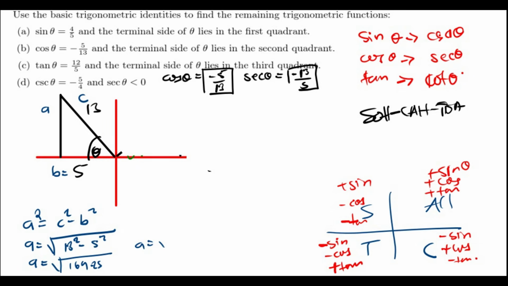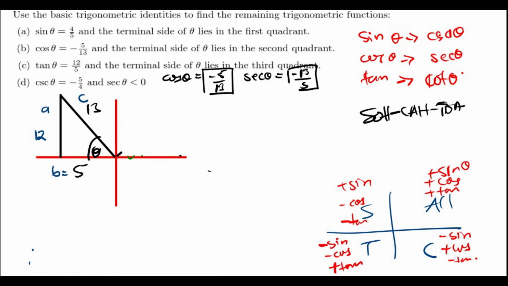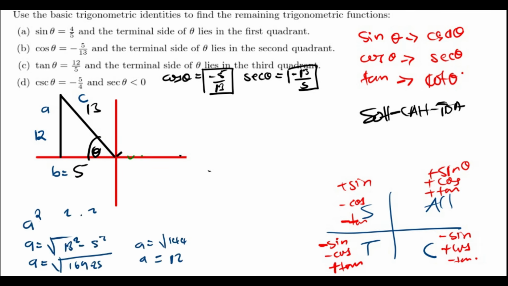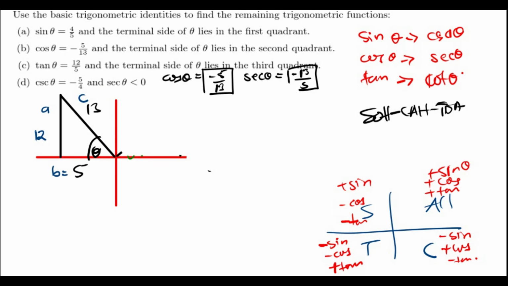So A will be equal to the square root of 144, that gives me 12. So this is 12. Now I can get rid of this. I no longer need this part. So what happens now is I want to find sine theta. So sine theta will be opposite is 12 over hypotenuse is 13, but is sine positive or negative in the second quadrant? It's positive.